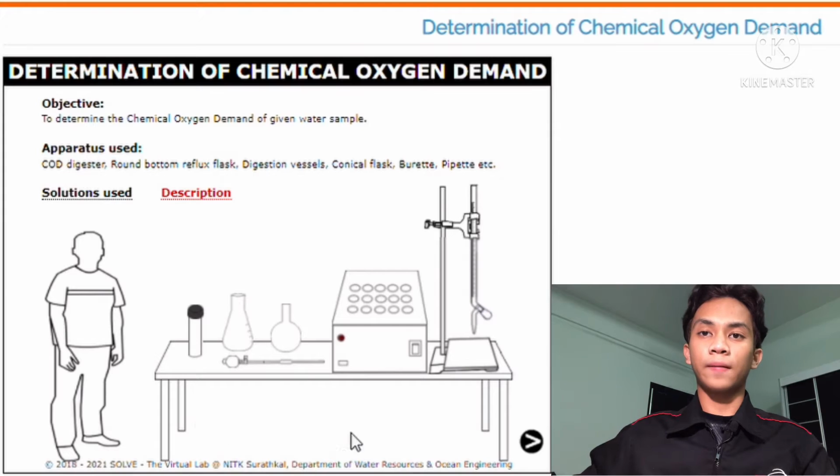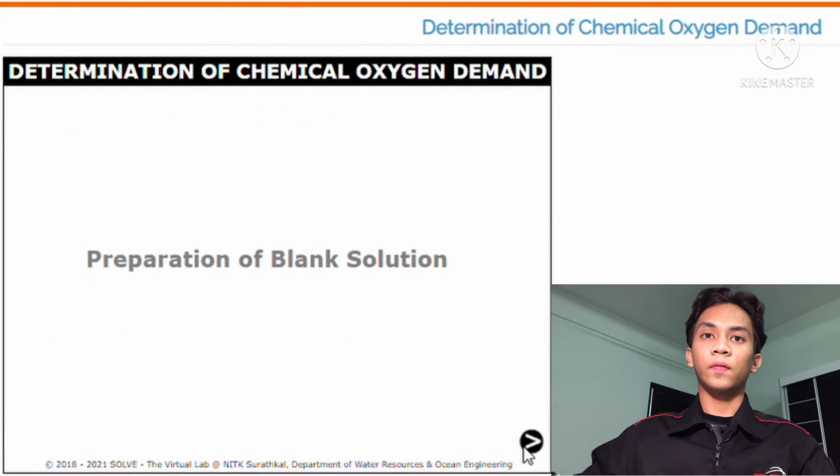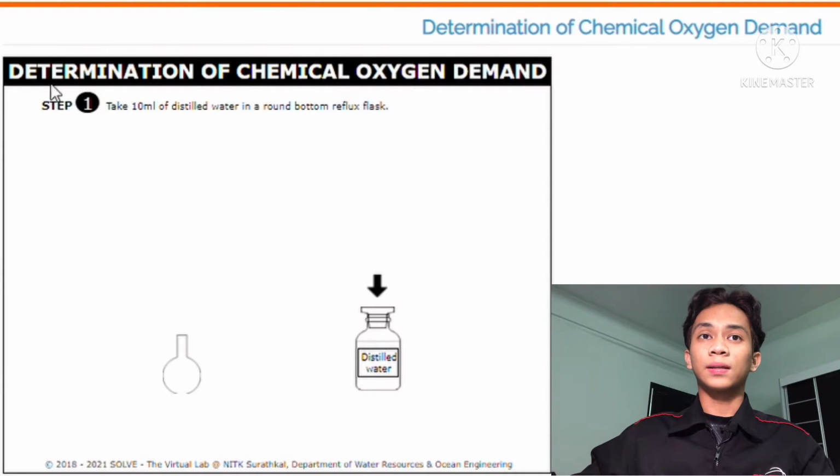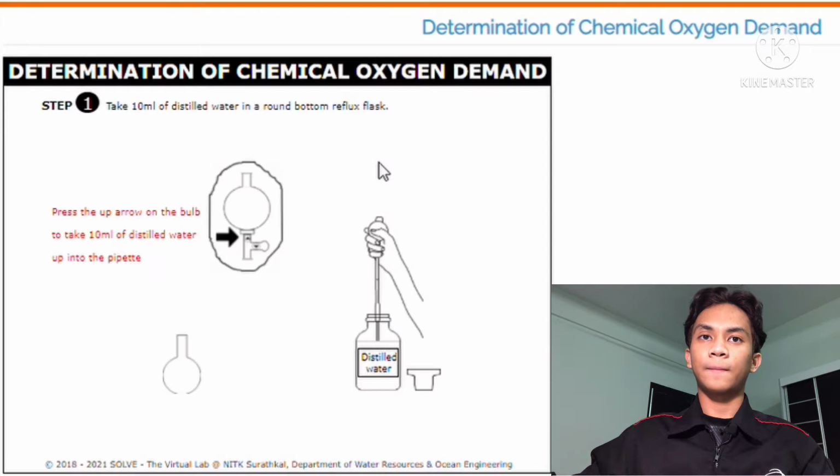Let's move to the first step: preparation of blank solution. Step 1. Take 10 ml of distilled water in a round bottom reflux flask. Use the pipette. Press the up arrow on the bulb to take 10 ml of distilled water up into the pipette.